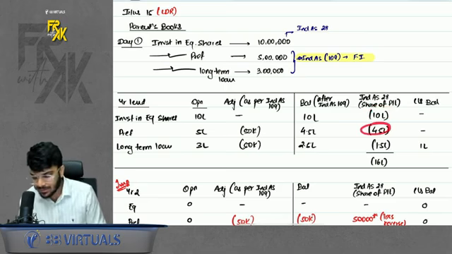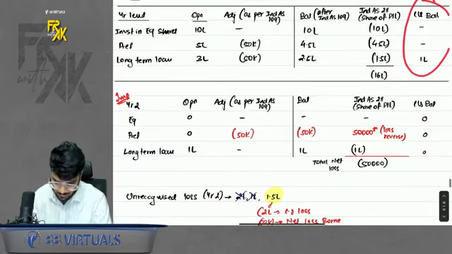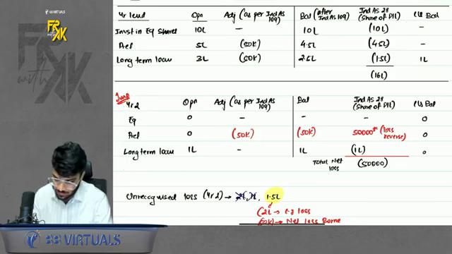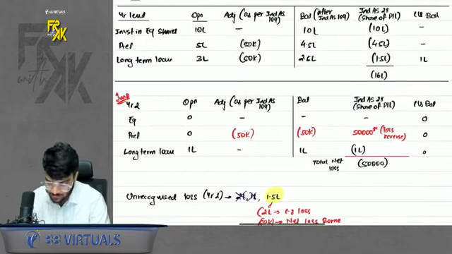Then allocate in preference, and then allocate in long-term loan. Okay, so write the closing balance. Next year, year 2, everything is 0 except long-term loan, which is 1 lakh. Further, in year 2, what is there? There is a loss of 50 in preference. So allocate the loss of 50 in preference.